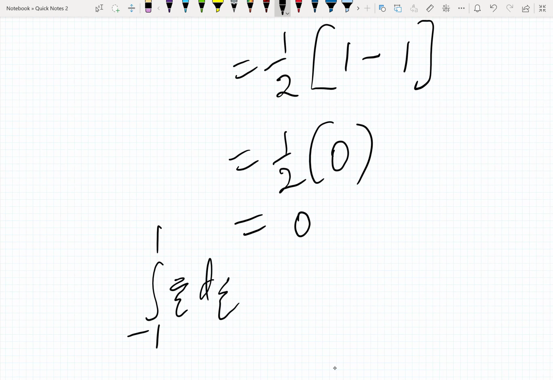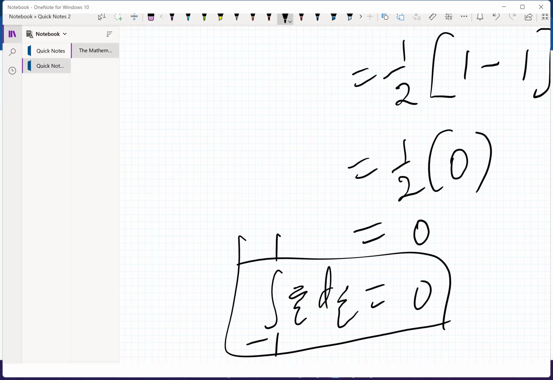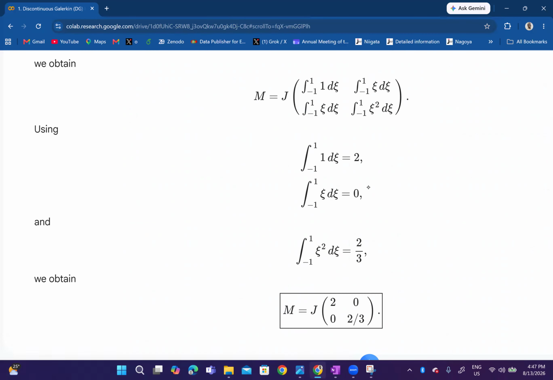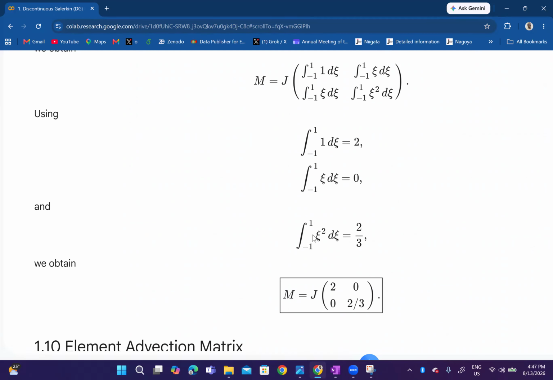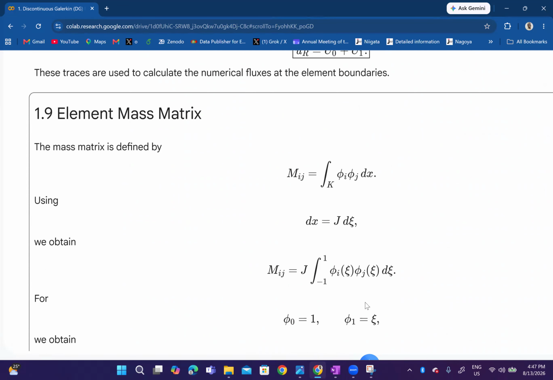And that's why we have that other value there. So that's why this one right here is equal to 0. Therefore, the integral of psi squared dψ is 2 over 3. So in that case you have 2, 0, 0, because what you have on this side is also what you have here. So this is 2, 0, and then 2 over 3, like that. That is what we call the element mass matrix.